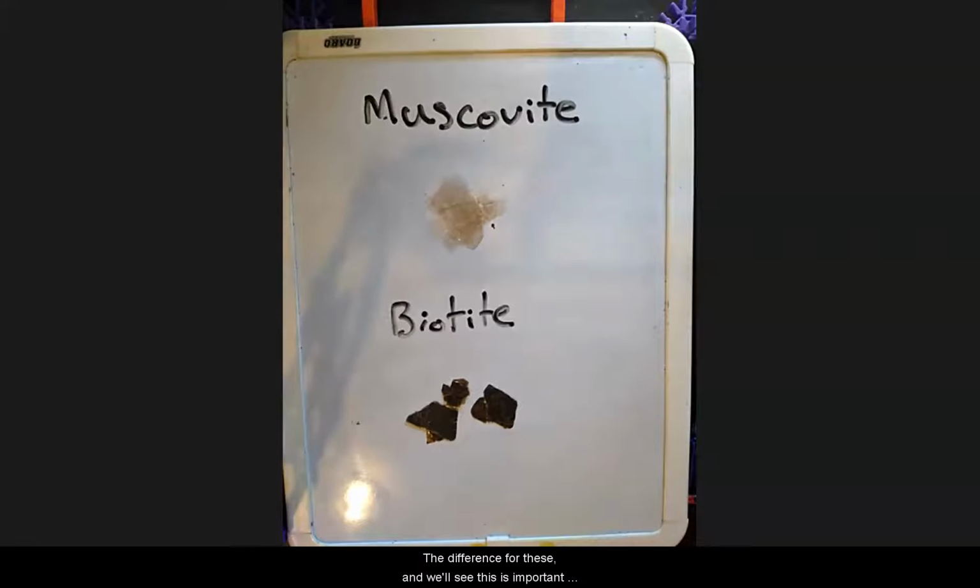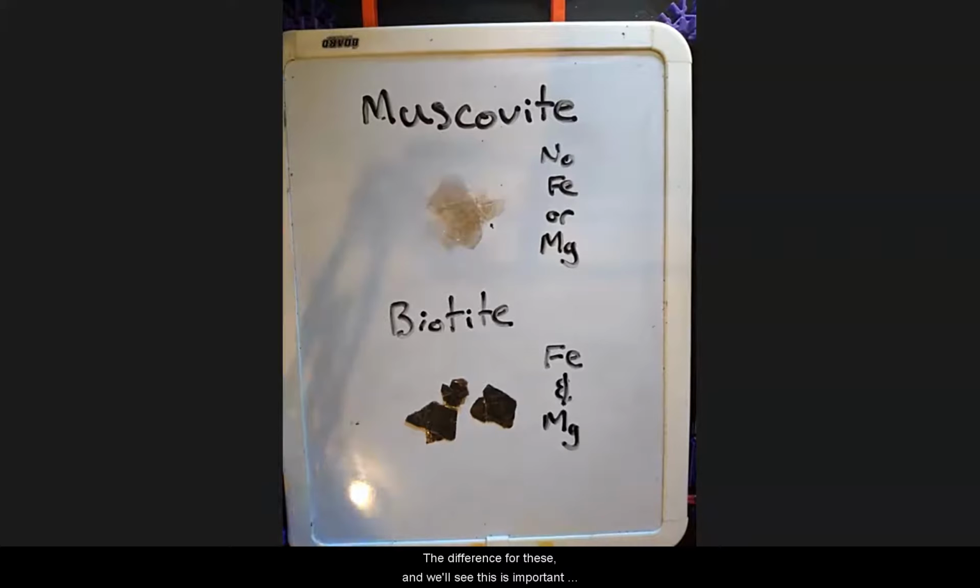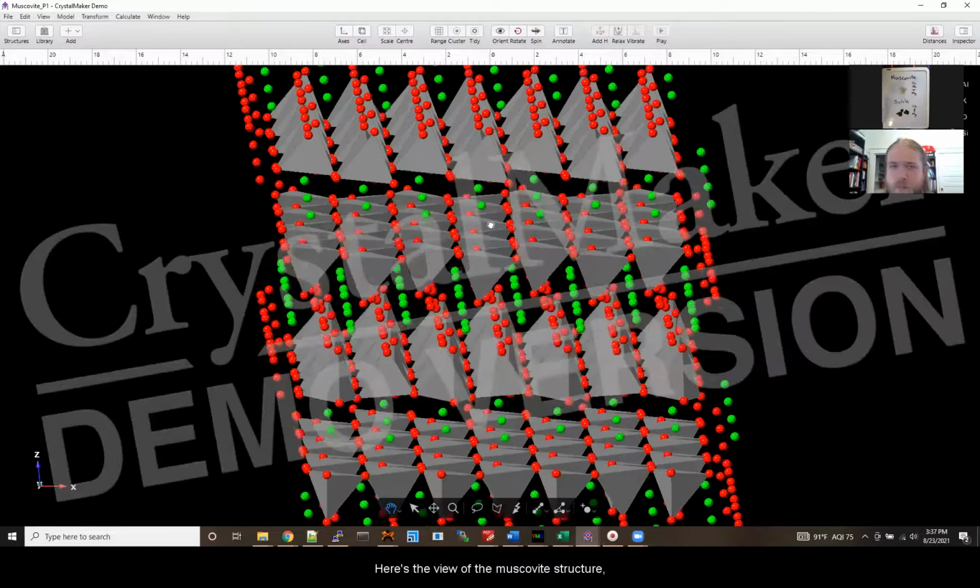So what's the difference then between muscovite mica and biotite mica, which are both our sheet silicate minerals? The difference for these, and we'll see this is important later on in the next lab, is that biotite has lots of iron and magnesium in it, which imparts a dark color. And muscovite doesn't have those. It's got other elements in there, maybe some potassium, maybe more aluminum, stuff like that will make muscovite lighter in color than biotite.